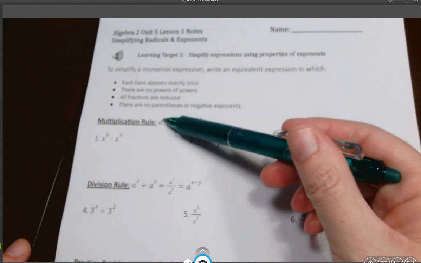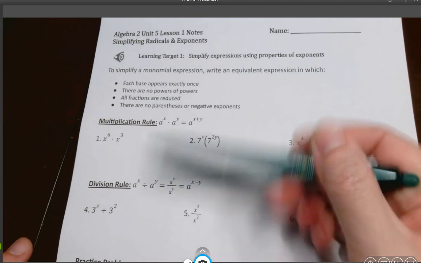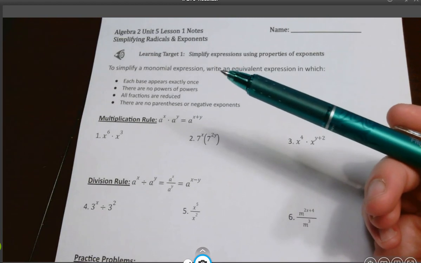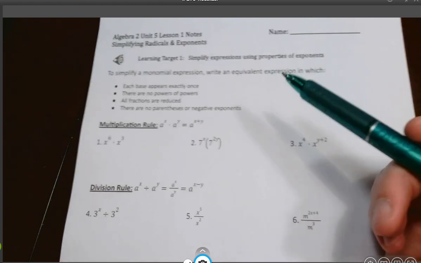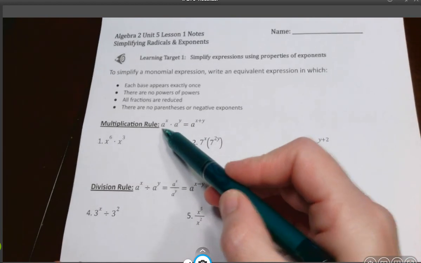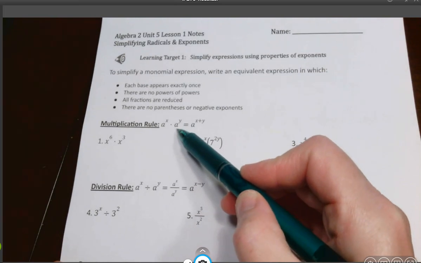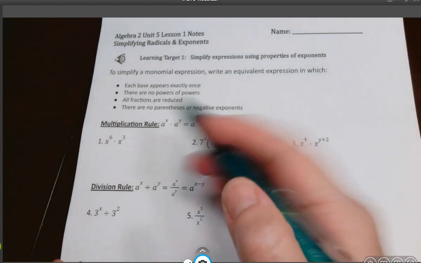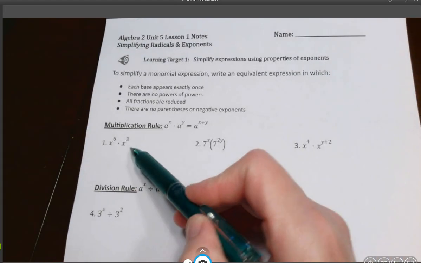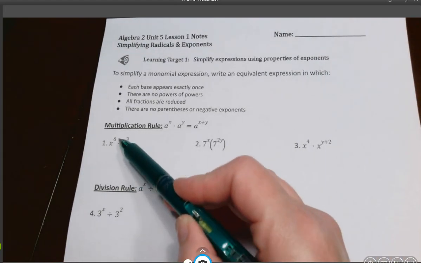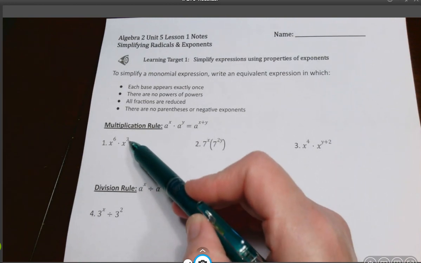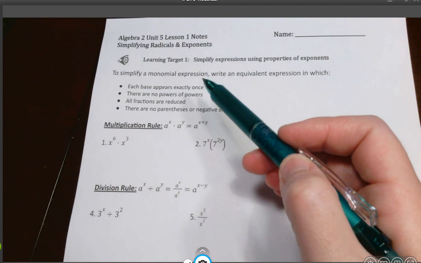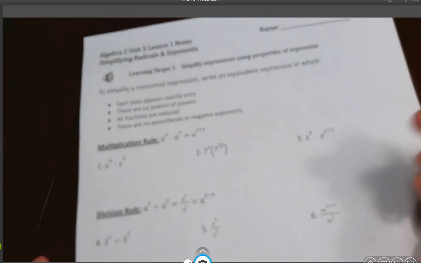So these rules for exponents, they all come from a place that makes sense, and we will look at those places as we go through them. So the multiplication rule says when you multiply two powers with the same base, then you add their exponents. And let's just think about why that is. Using the multiplication rule here, I can predict that x to the 6 times x to the 3 would be x to the 6 plus 3, which is x to the 9th. And let's see why that works.